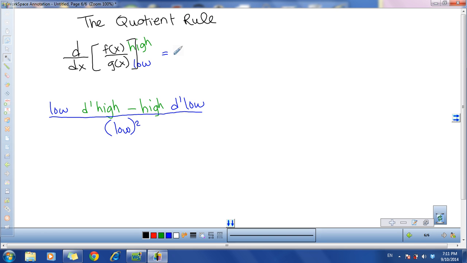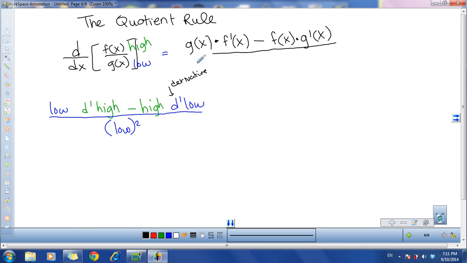All right. But this is what it really is. You take the bottom function, and then you multiply it with the derivative of the numerator. So that's f prime of x, and then subtract the numerator f of x times the derivative of the bottom one. See, d low. The d stands for derivative. So times the derivative of the low, or the denominator, all over the denominator squared. And that is the formula.